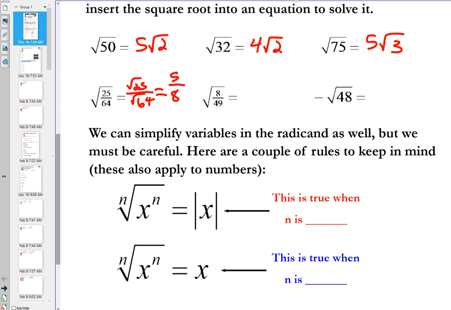Same thing with the next one. The only difference is that 8 is not perfect. So for the 8, you'd have to do a tree, which would give you 2 square root of 2. But the 49 is perfect, which would give you 7.